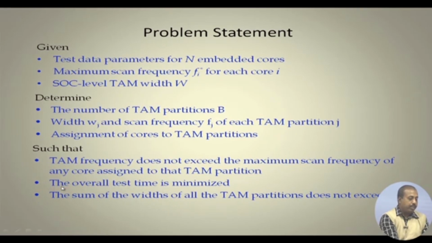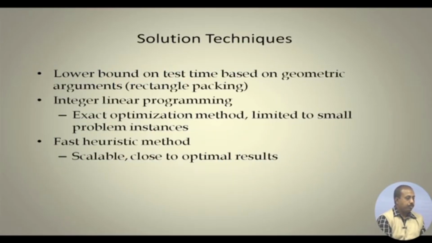The last two bullets are fine for any problem, but the first part is important: the TAM frequency of a TAM should not exceed the frequencies of the cores at which they are going to be tested. Solution technique: there are lower bounds on test time based on geometric arguments, a rectangle packing. So, we can do a rectangle packing and try to see what is the minimum time. So, we can say that okay, it cannot be reduced beyond that. That is a lower bound based approach.